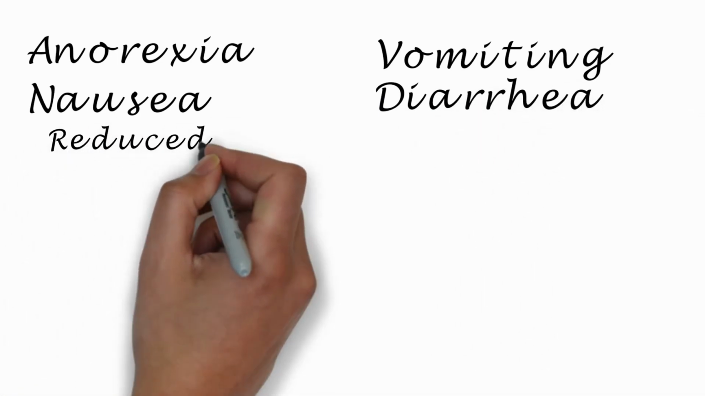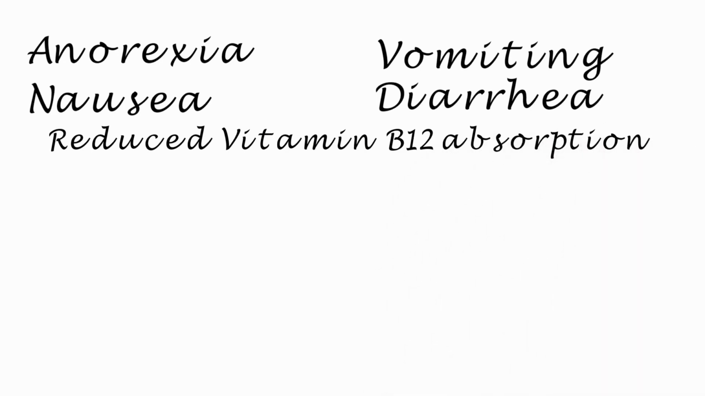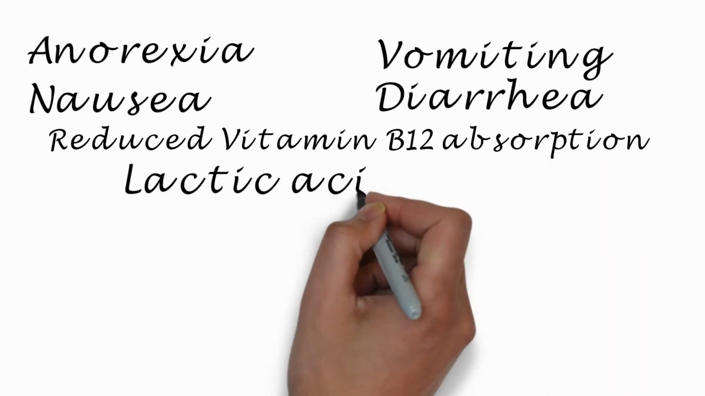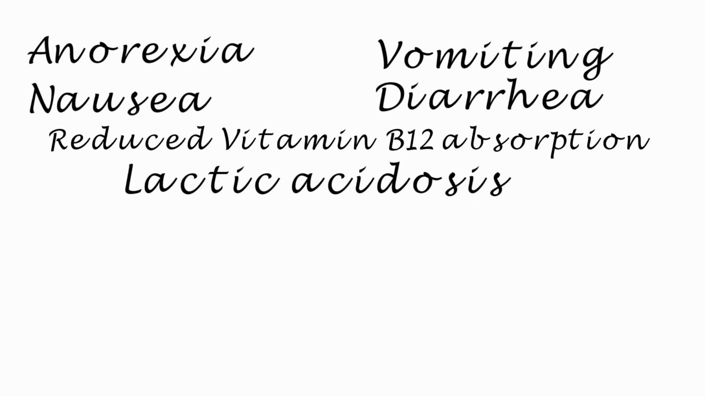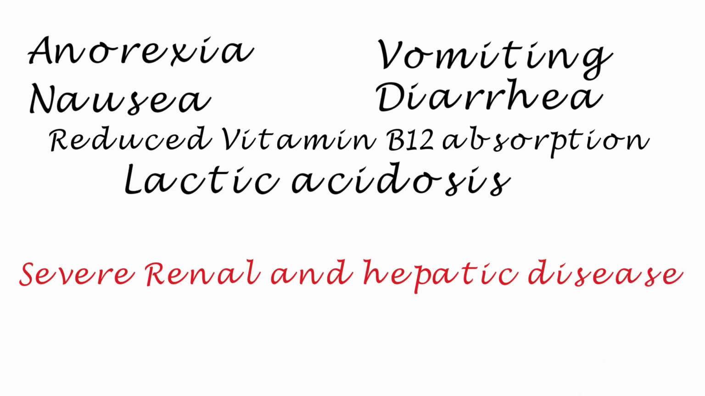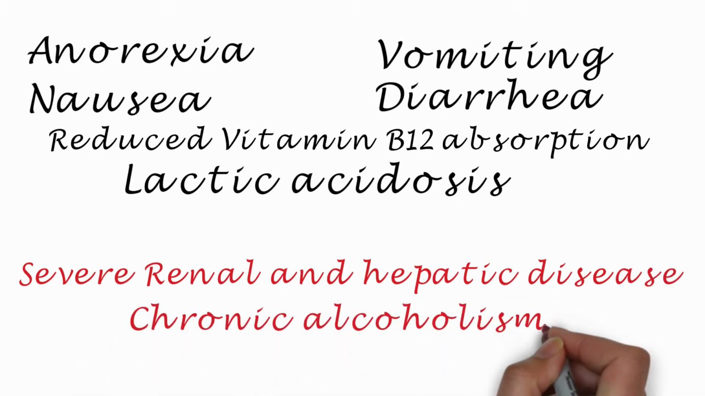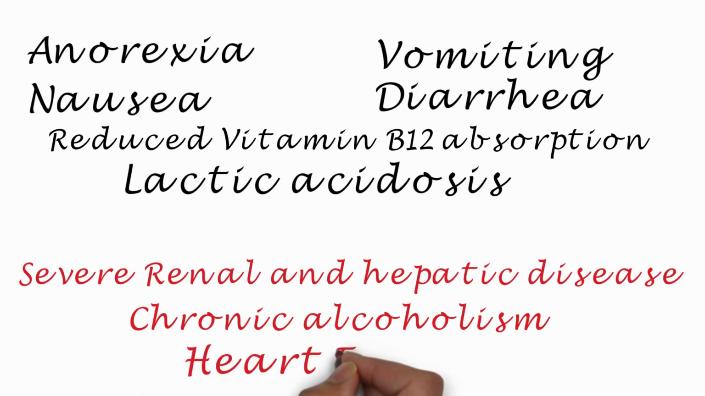The most common adverse effects of these agents are anorexia, nausea, vomiting, diarrhea, and abdominal discomfort. Reduced blood level of vitamin B12 has been associated with use of metformin, probably due to its malabsorption. Lactic acidosis has also occurred with metformin, so it is contraindicated in patients with severe renal and hepatic disease, chronic alcoholism, and heart failure, as well as other concurrent conditions that can cause poor tissue perfusion.